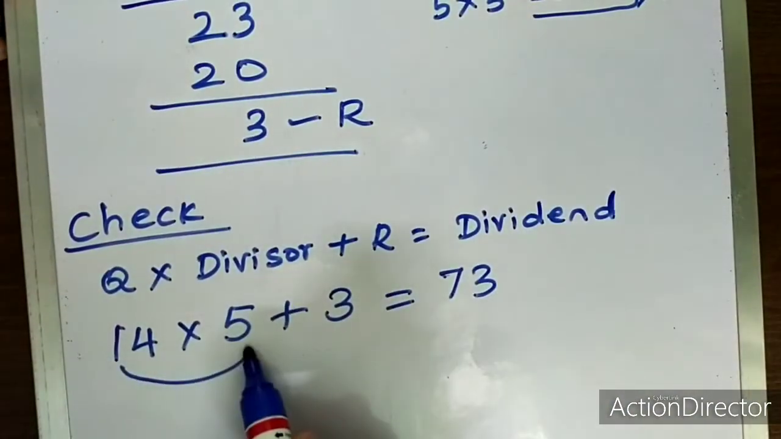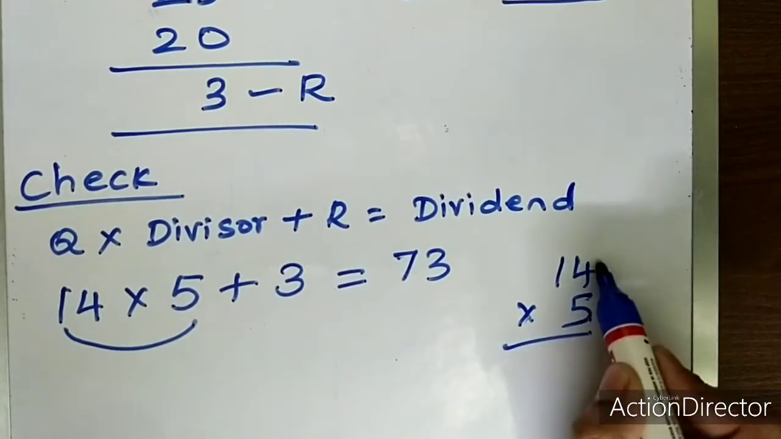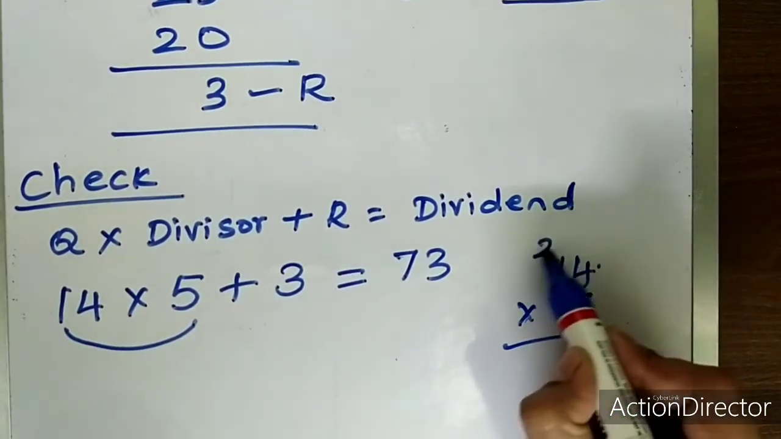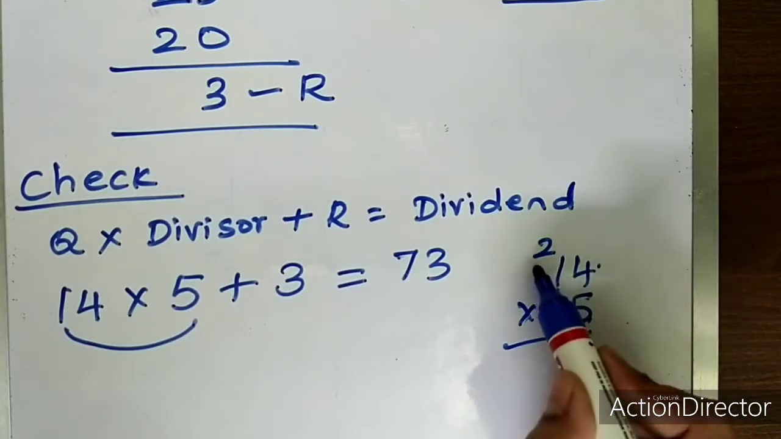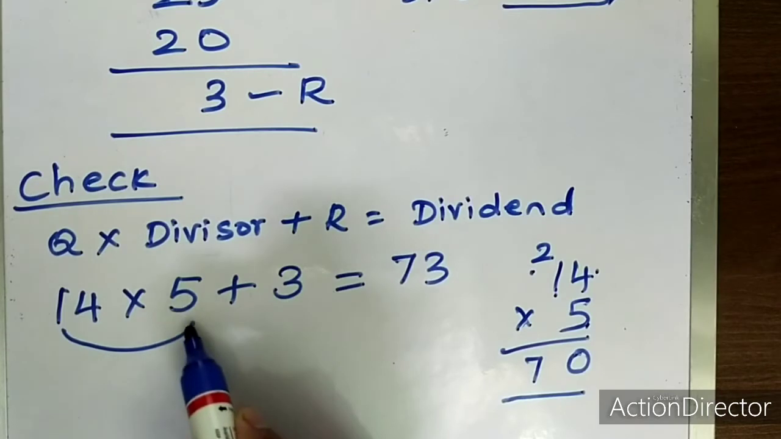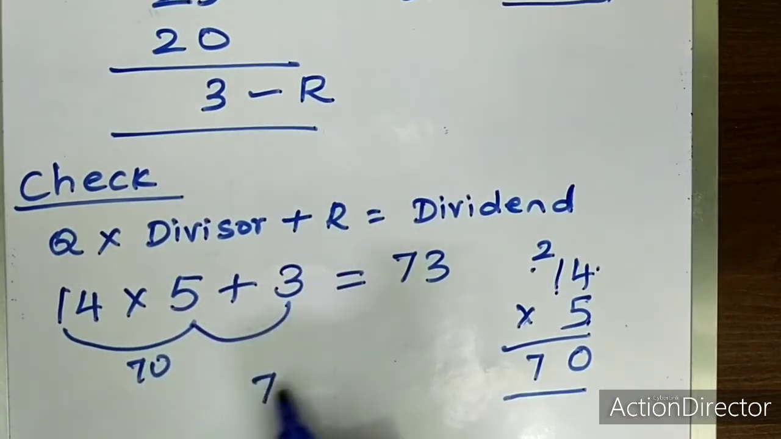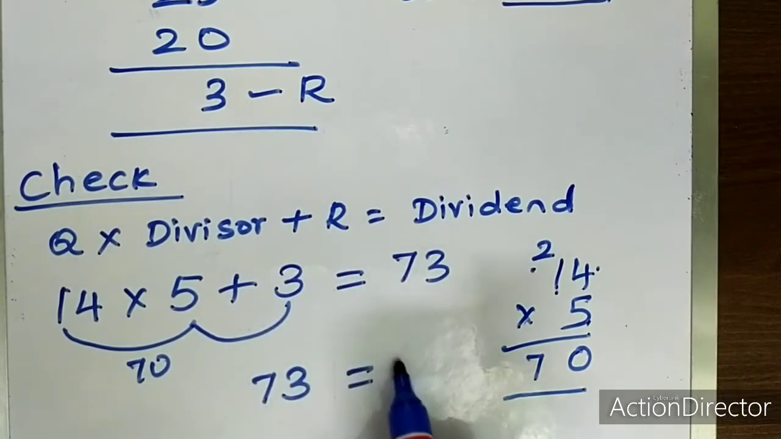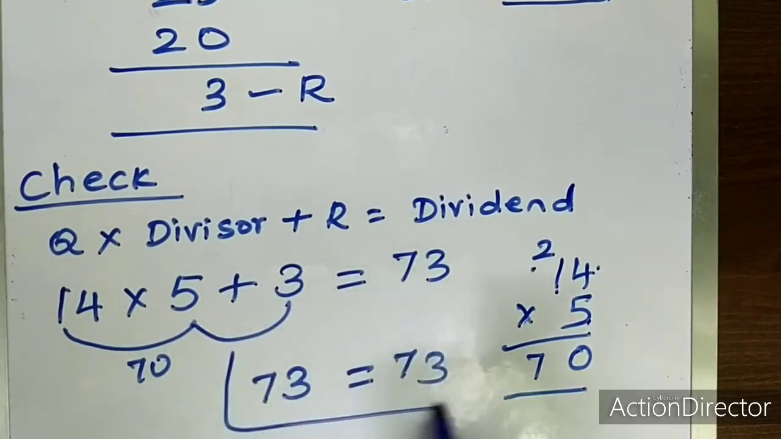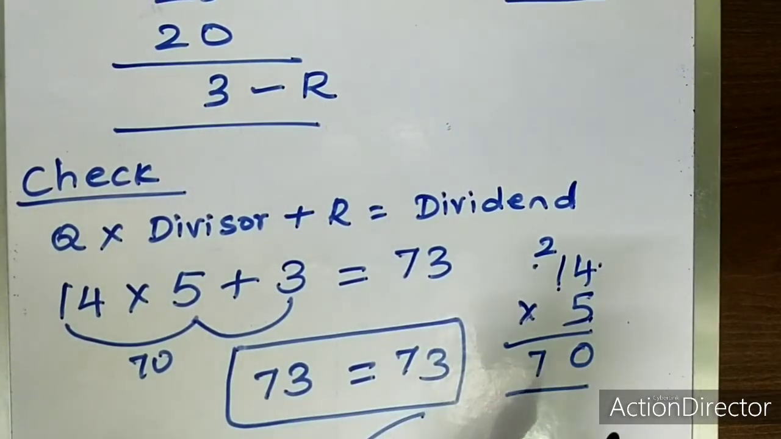What is 14 into 5? 5 4s are 20, 0, 2 carry. 5 1s are 5 plus 2, 6, 7. Okay, 70. So we got 70. What is 70 plus 3? It is 73. 73 is equal to 73. So we have checked the answer and we got the correct answer. Okay, this is how you will do the division and check the answer.